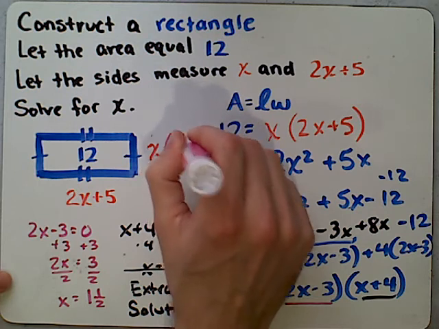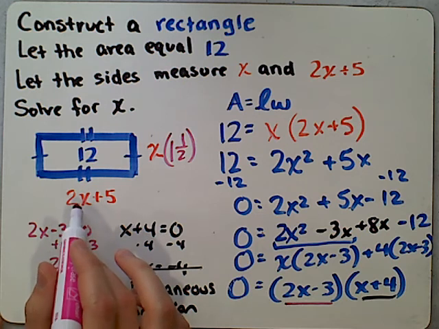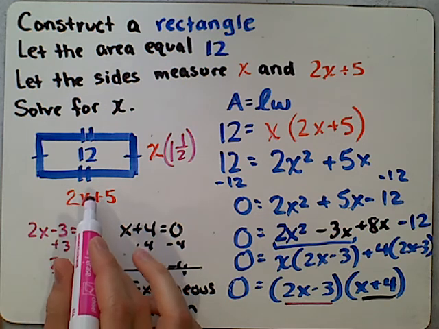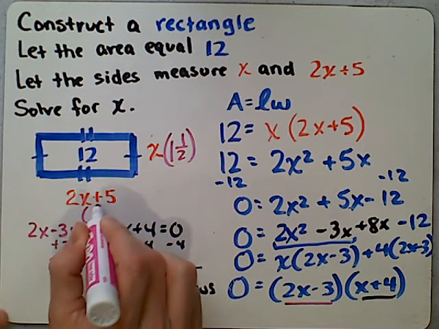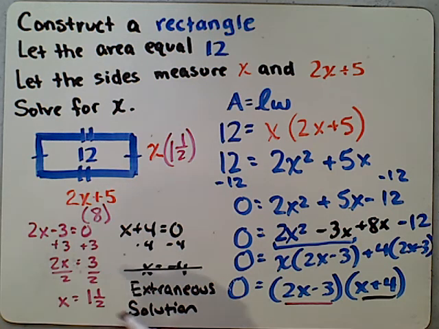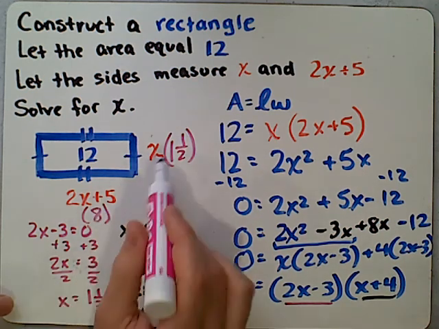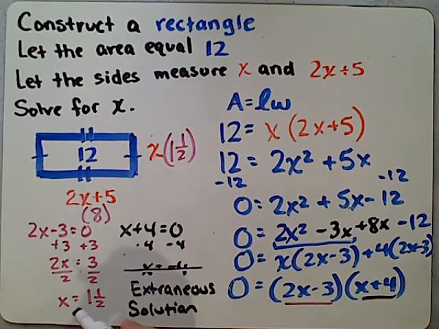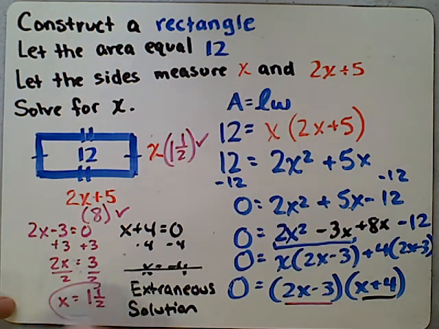Now we can take the 1.5 and do the same test there. We can try 1.5 here. A side measure could certainly be 1.5, and we could plug the same 1.5 here. So 2 times 1.5 would be 3. 3 plus 5 would give us 8, and a side measure can certainly be 8. Now we just want to check to see if the area works out. 8 times 1.5 does get us back to 12, so we go ahead and verify that answer, and x equals 1.5 for this question.